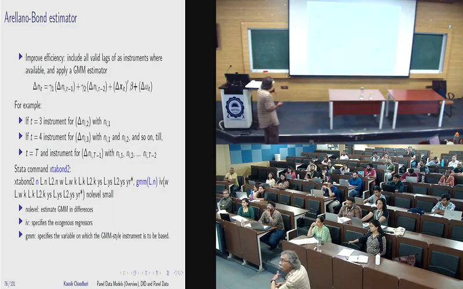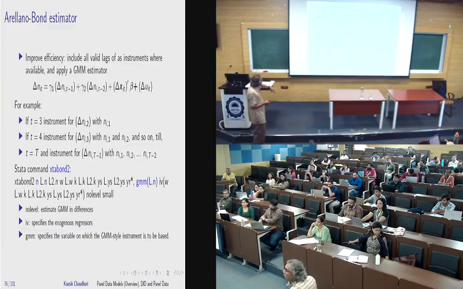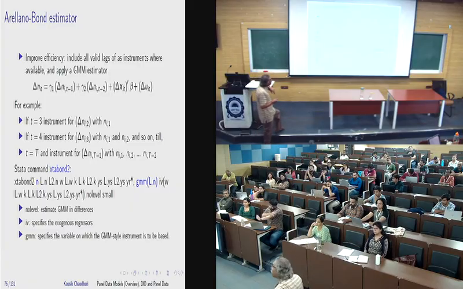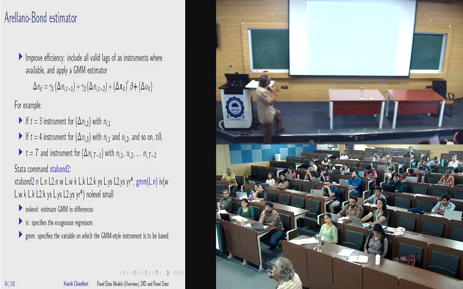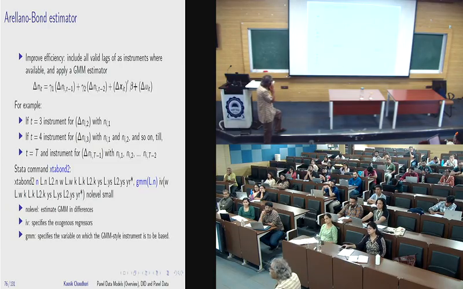Okay. No level, basically it estimates the GMM in differences in terms of Stata. Small does something like a Windmeijer correction, and IV basically specifies your exogenous regressors. Because recall, I claim that all the other variables are exogenous. If I claim that, then I can think that they are acting as instruments for themselves, and I don't need to worry about it. Okay.